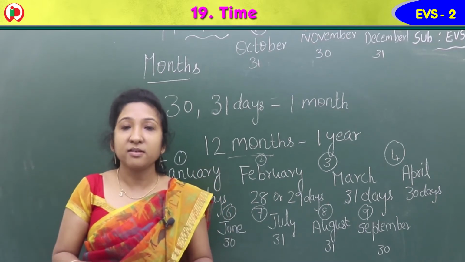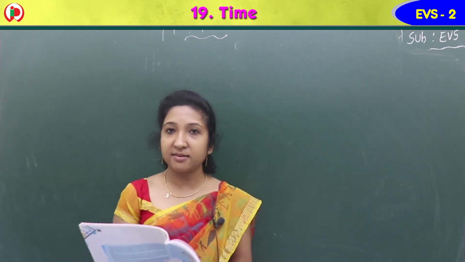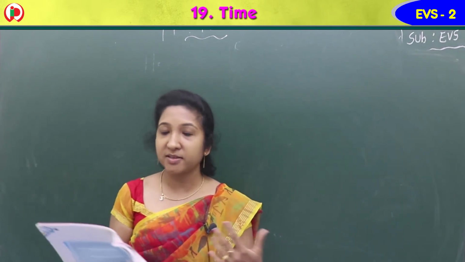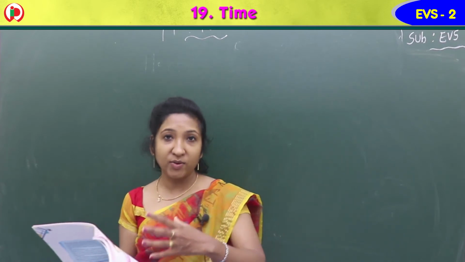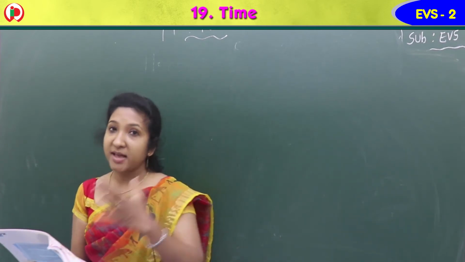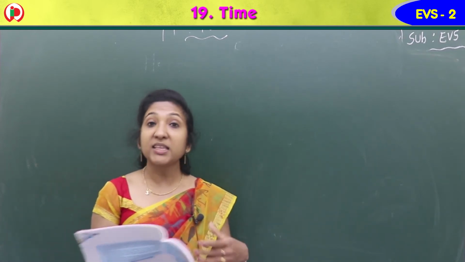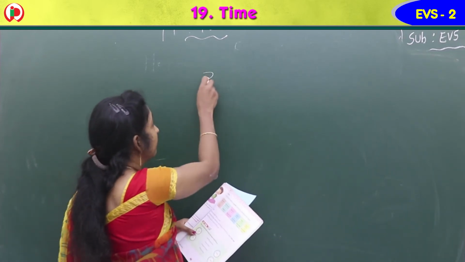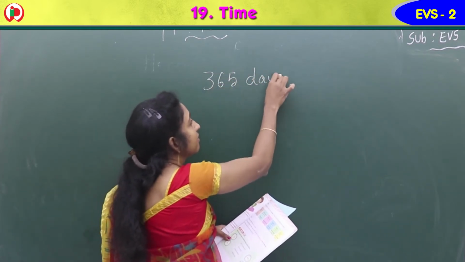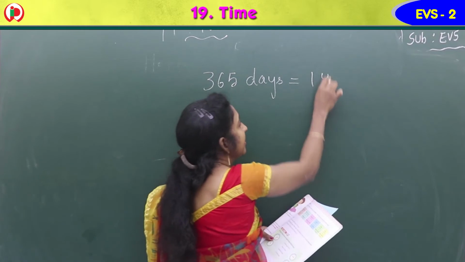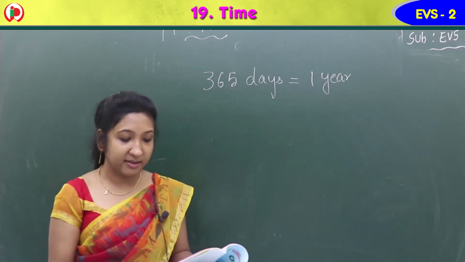Okay children? Yes. So far we learned about days, each day 24 hours. Then we learned about week, 7 days, 1 week. Then we learned about months, 12 months, 1 year. Now year. There are 365 days in a year. So 365 days is equal to 1 year. 1 year means 365 days.